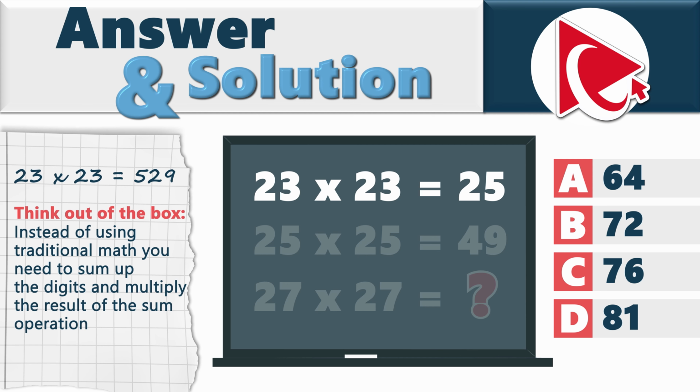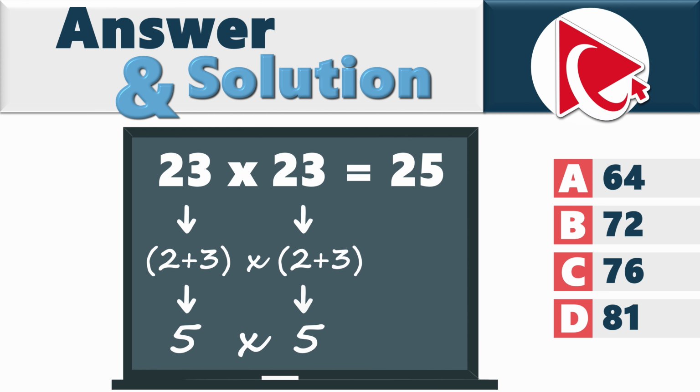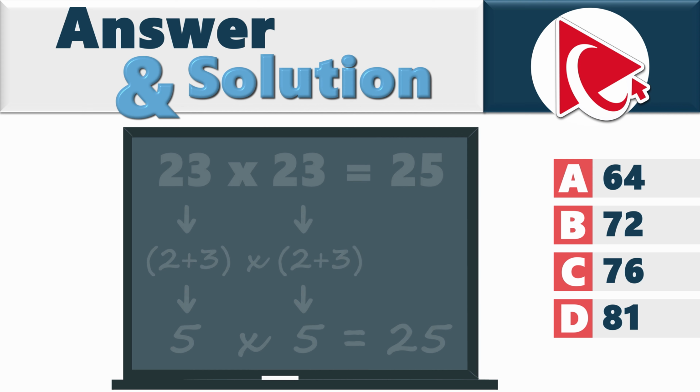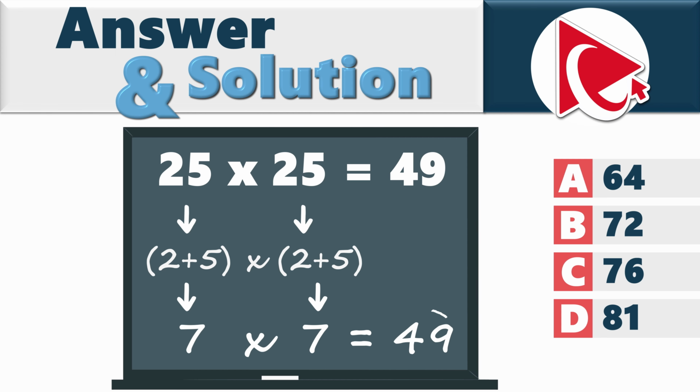And instead of using traditional math, you need to sum up the digits and multiply the result of the sum operation. Let's look at the example. For example, 23 by 23 would be (2 plus 3) multiplied by (2 plus 3), which would be 5 multiplied by 5, and the result of this would be 25. The second expression would be (2 plus 5) multiplied by (2 plus 5), which would be 7 by 7, equal to 49.